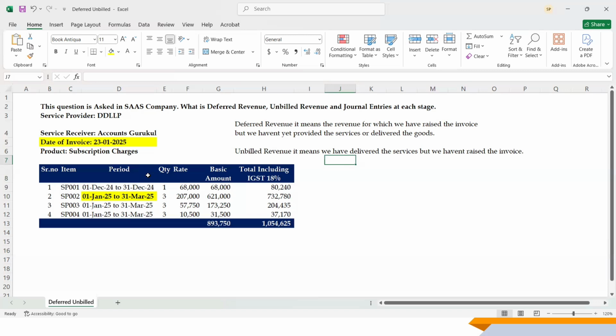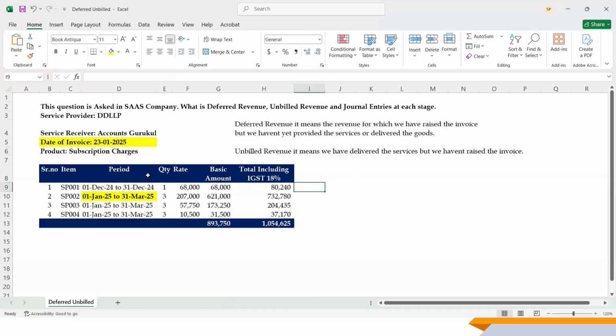So in the month of December, this is the first we are going to discuss now, serial number one. For 1st December to 31st December 24, we have provided the services. That's the subscription charges for 1st December to 31st December, that's 68,000. But we raise the invoice for all on 23rd Jan 2025. So it means when we are doing the closure for the month of December, we have to recognize in the books of account as an unbilled revenue.